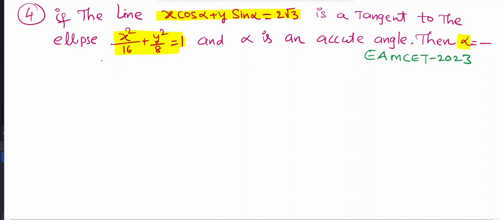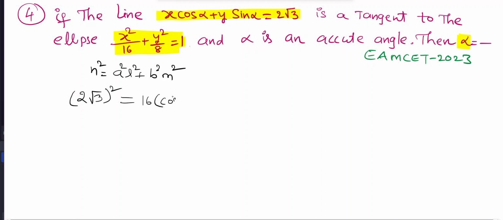So we know the formula: Lx plus My plus N is equal to 0 is a tangent to the ellipse x square by a square plus y square by b square is equal to 1 if n square is equal to a square l square plus b square m square. This is the formula. Here n value is 2 root 3, that is 2 root 3 whole square is equal to a square. A square value is given, that is 16. L square is cos square alpha, plus b square. B square is 8. M square is y coefficient, this is sine square alpha. From this 2 root 3 whole square, that is 4 into 3, this is 12, is equal to 16 cos square alpha plus 8 sin square alpha.